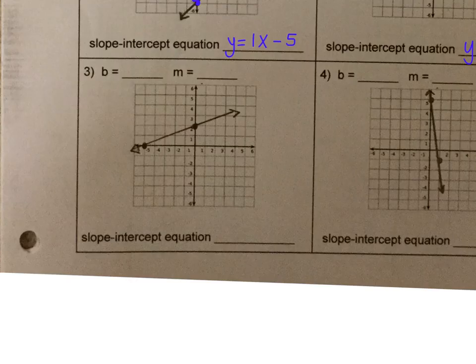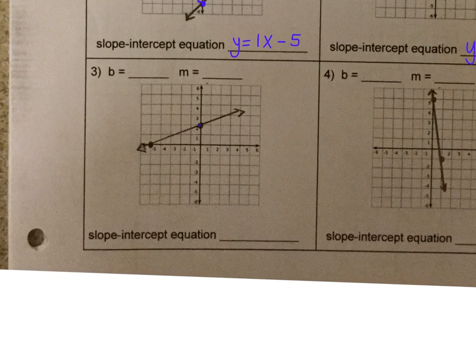All right, let's look at our next one. We can see it's a positive slope, so we need to know that. Our b is right here at +2. And for rising and running, I'm going to go down and start at this low dot. I'm going to go 1, 2, up 2, over 1, 2, 3, 4, 5. So y equals 2/5x plus 2.